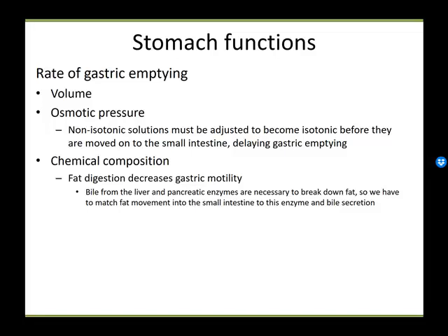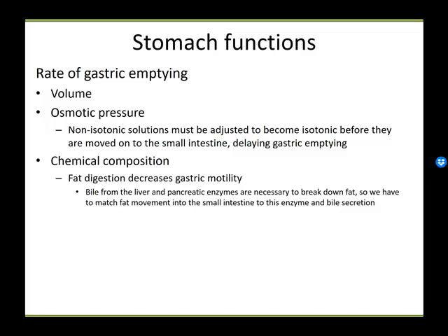Another factor is osmotic pressure. If we move a non-isotonic solution, and by non-isotonic solution I mean a fluid, soda, lemonade, something like that, that is not the same osmolarity as our blood. So soda does not have the same amount of ions as our blood. Lemonade does not have the same amount of ions as our blood. What we have to do in our stomach is adjust the osmolarity so that it is the same as our blood before we can move it into the small intestine. The further away from our blood that we are, the longer it's going to take to adjust the osmolarity.